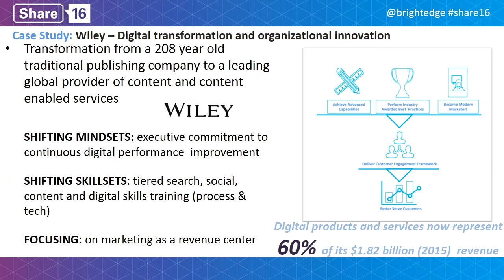And so that last bullet there was one of the most impressive things I've heard, where digital products and services now represent 60% of its $1.82 billion in revenue. It's a traditional publisher, right? They sell books. So it's really, really critical, even in publishing, how the landscape is evolving that quickly. So we've talked a little bit at a high level around the different phases and how you can think about that as you mature.